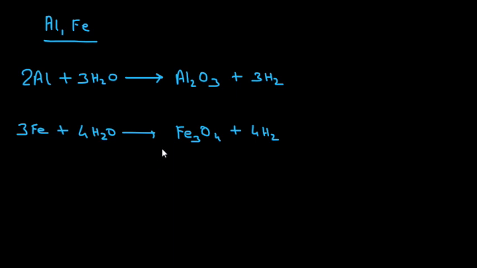So in both the cases we get metal oxides, and hydrogen gas is common in both the cases. In all the cases we are getting hydrogen gas. So these are the reactions of metals with water. So either it will give metal hydroxide or it will give metal oxide, and in all the cases hydrogen gas will be evolved from this reaction as a product.